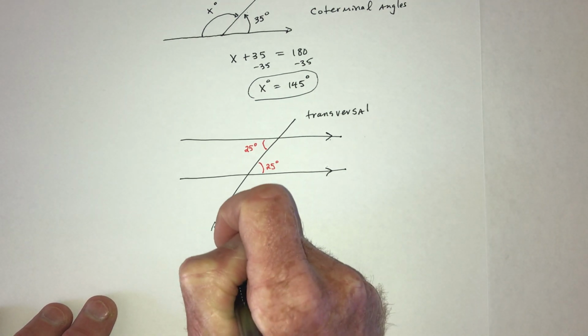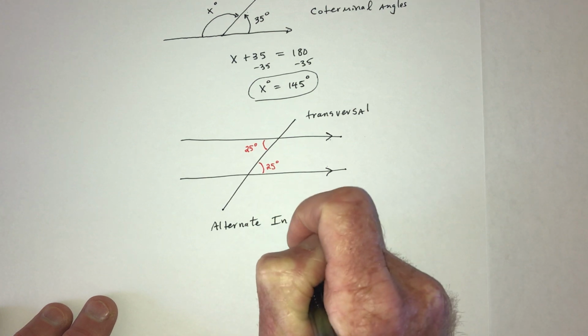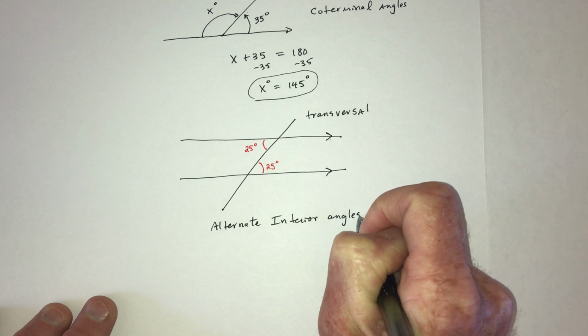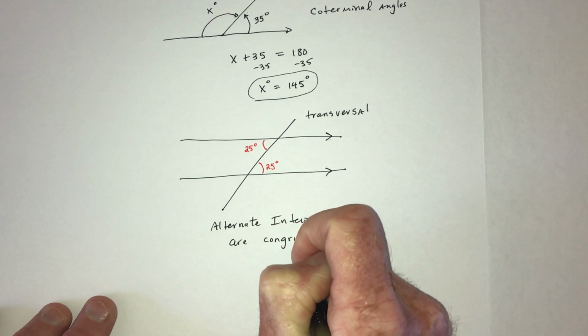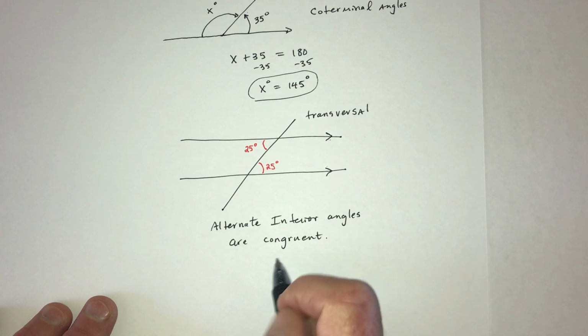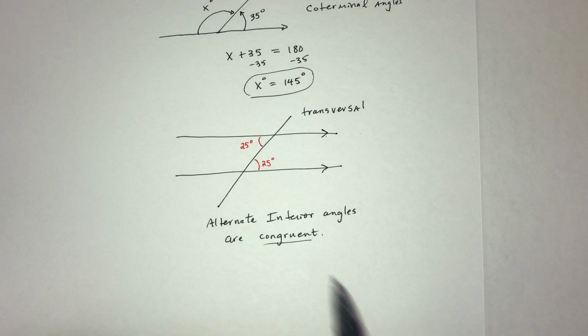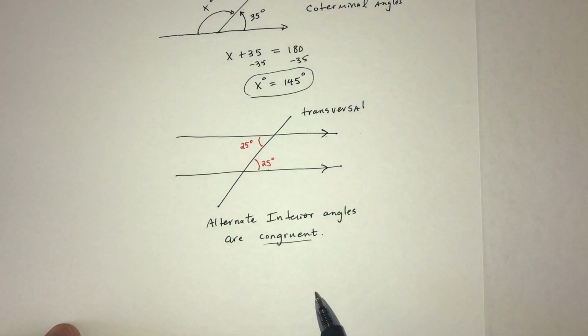So alternate interior angles are congruent. Congruent is a fancy way to say that they're equal in some way. In this particular one, they're equal in measure, 25 degrees and 25 degrees.